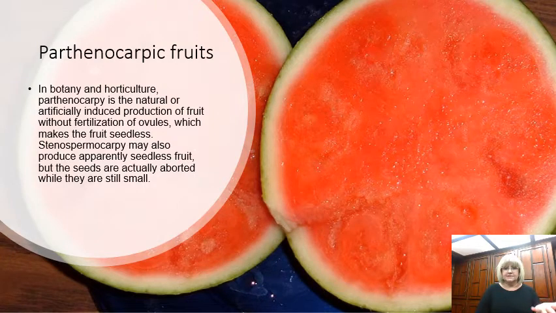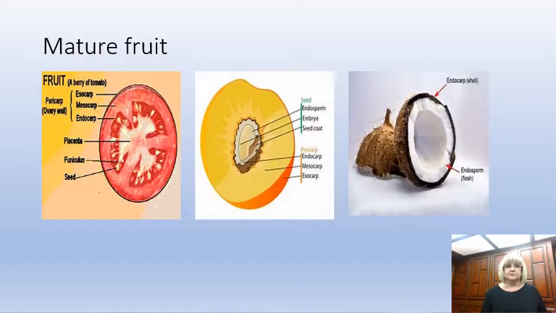Some of the reasons that we would do this artificially is so you don't have to spit out those seeds when you eat a watermelon, or in grapes if you don't want to go around the seed. So a mature fruit has an outer exocarp, an inner endocarp around the seed or seeds, and a mesocarp between the exocarp and the endocarp. And the three regions may be fused together as a pericarp.